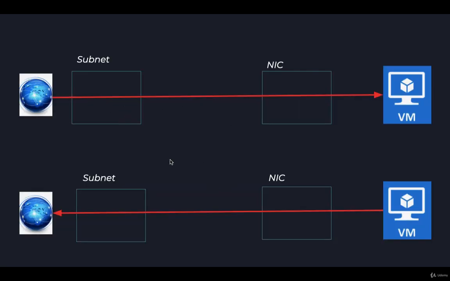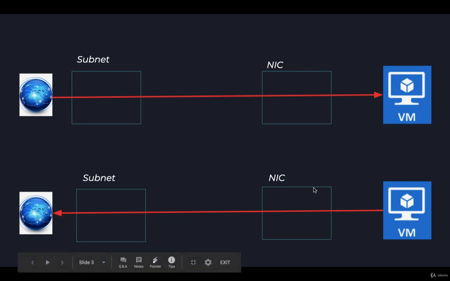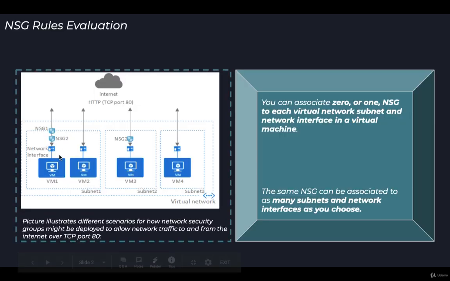So this is it, friends. In this lecture we discussed that if there is inbound traffic, it will come at the subnet level first, then at the NIC level, and if it is outbound, it will go through the NIC level first, then to the subnet. And then we discussed how the traffic is evaluated in different scenarios.